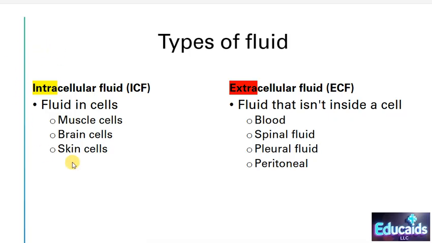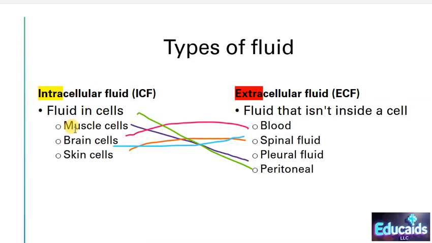So we have two main types of fluid in our body. We have intracellular fluid, which just like the name says, would be fluid that's inside of the muscle, brain, or skin cells. And then we have extracellular fluid, which would be pretty much everything else. So blood, spinal fluid, pleural fluid. Pleural fluid is the fluid that lines the outside lining of your lung and the inside of your ribs, and your peritoneal fluid, which is the sterile fluid in your abdominal cavity.